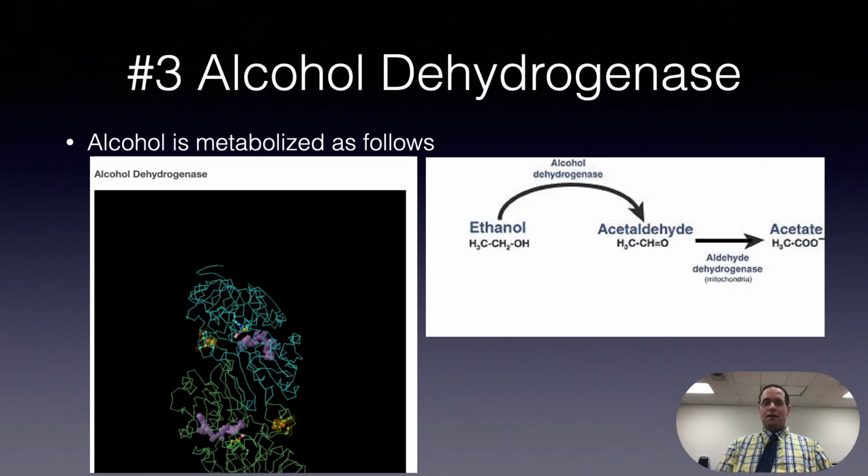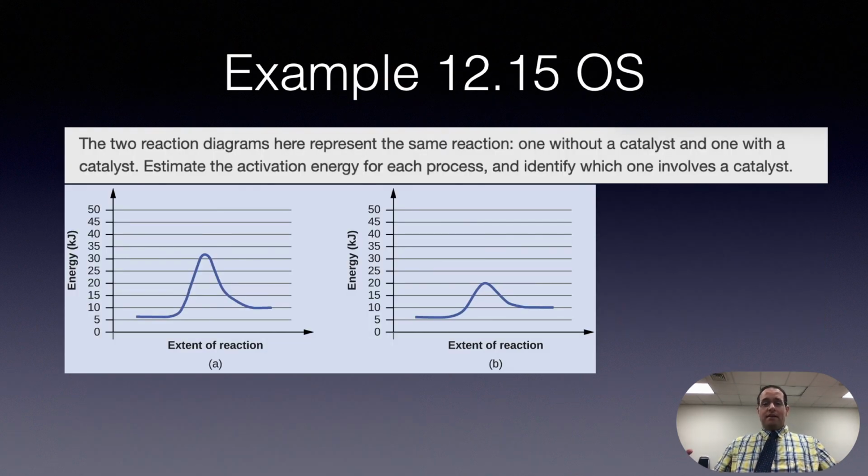So there you have it. Many different catalysts within the human body are proteins, and these are very large, complicated machines that have a very specific function. Here you're going to convert ethanol to acetaldehyde. All right, now that we've seen some examples, let's take a look at what we need to be able to do.